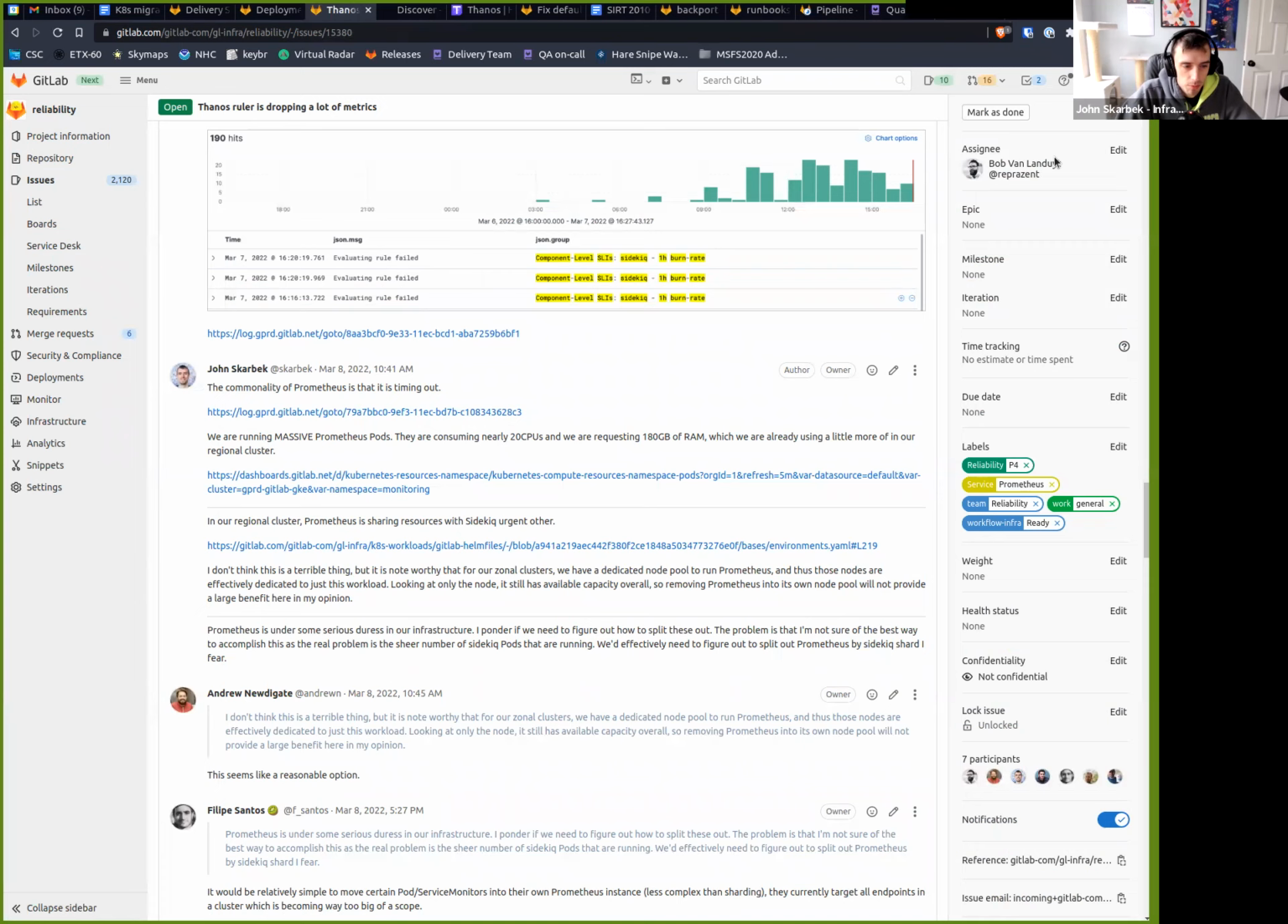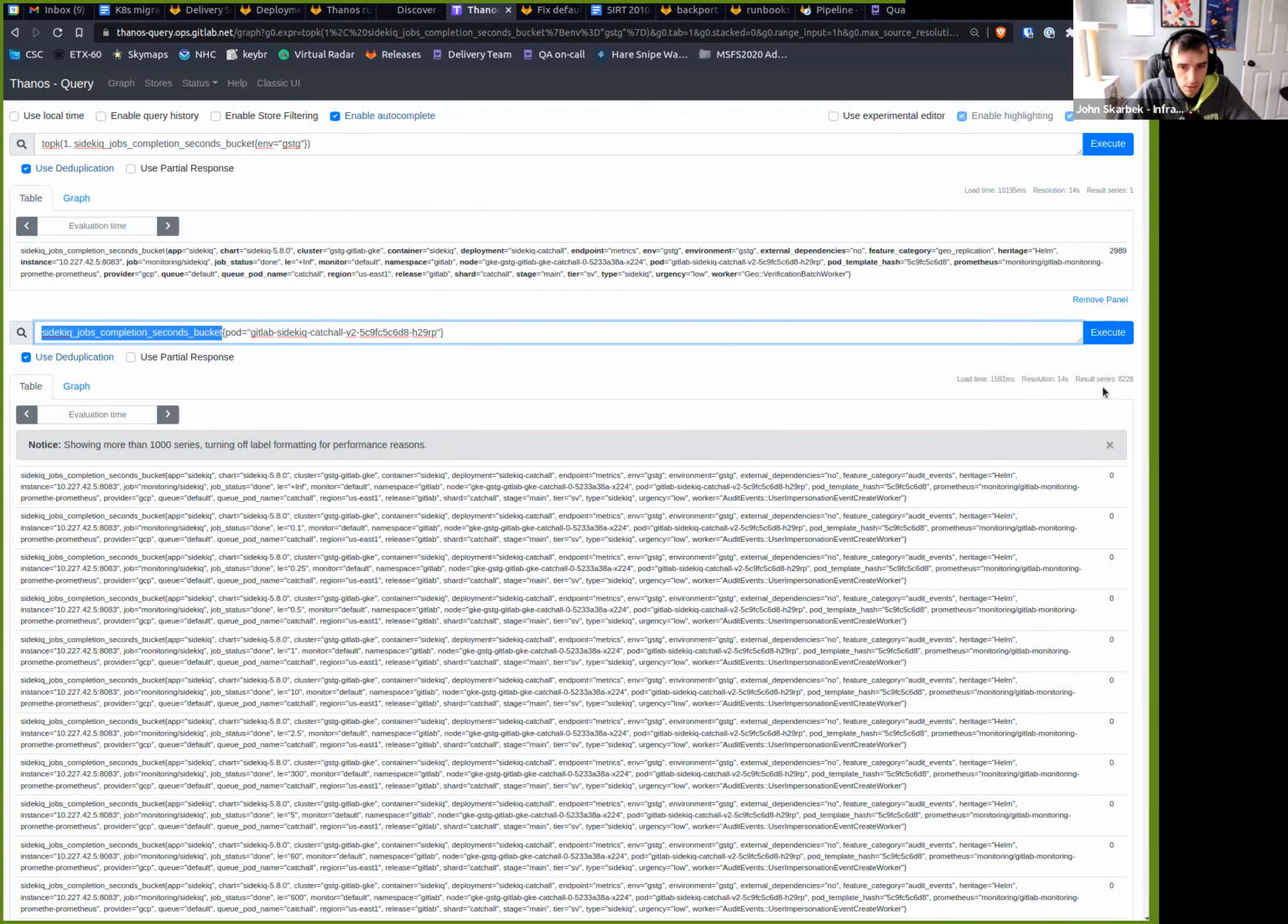So metric timeouts are a problem. The fact that this one metric alone is giving us 8,000 different values is kind of problematic. I think I calculated that Sidekiq outputs over 10,000 metrics per pod, which is excruciatingly large.